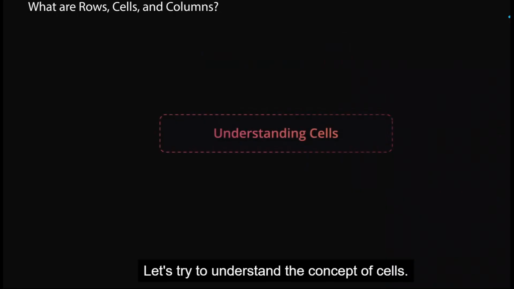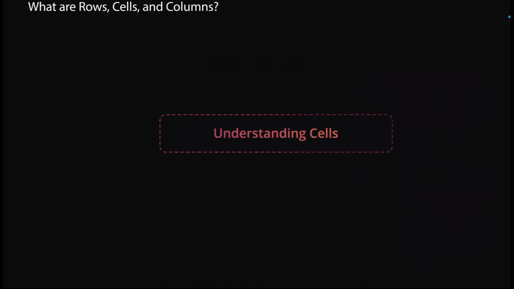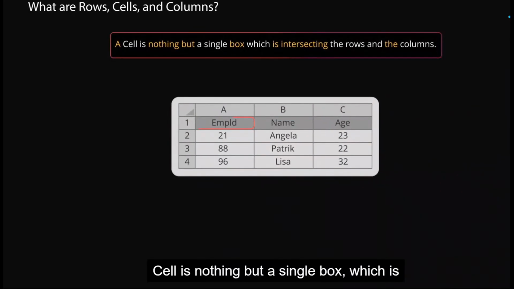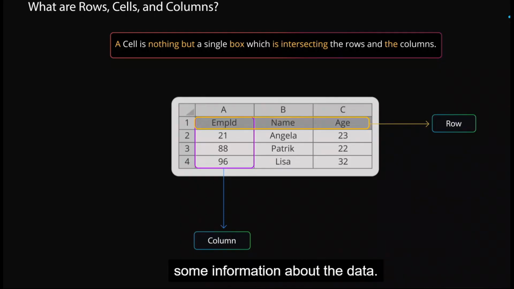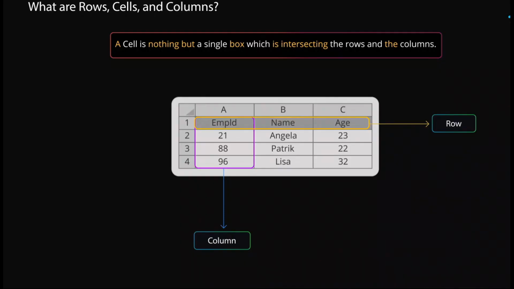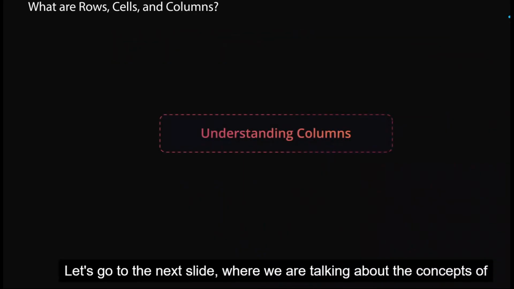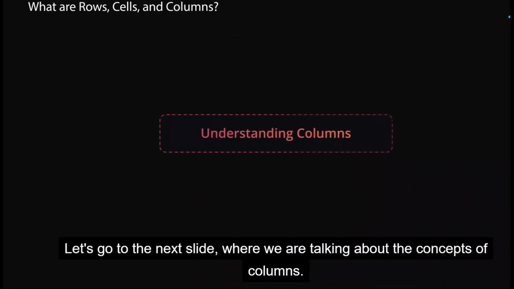Let's try to understand the concept of cells. A cell is nothing but a single box which is the intersection of a row and a column. Each cell consists of a single value which represents some information about the data. Let's go to the next slide where we are talking about the concept of columns.